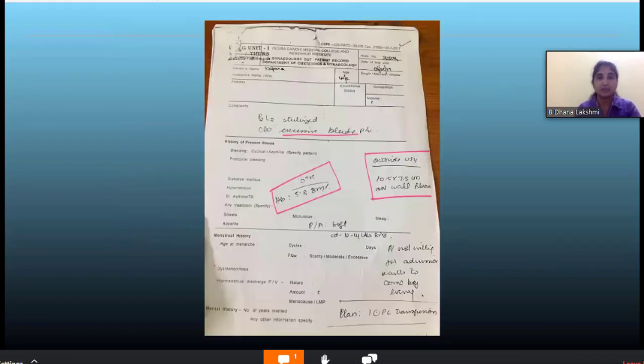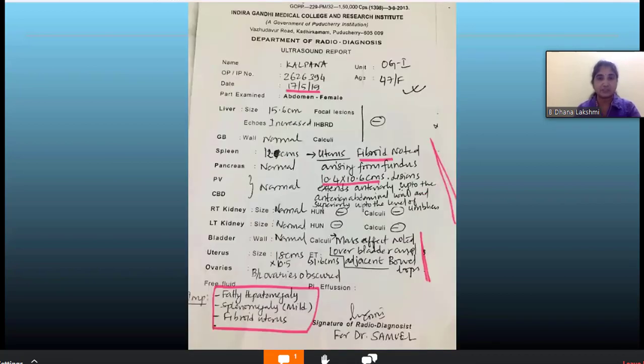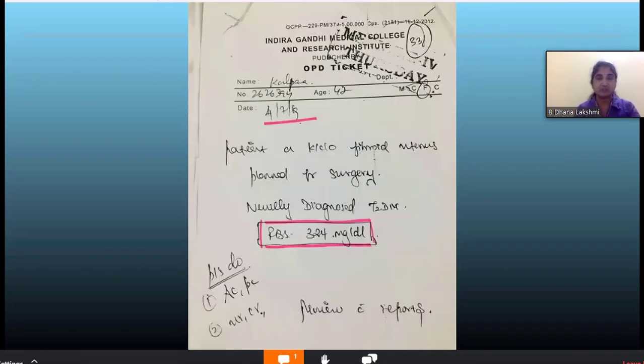She's still under follow-up. I want you all to see the slide, the uterine fibroid of 10.5 by 7.5 centimeters. It was multiple fibroids actually. Her HB was 5.8, and she had hepatosplenomegaly also. The scan done in Gandhi Medical College, the government hospital, shows multiple fibroids other than the huge fibroid seen. Her blood sugar level was 324 from the government hospital, just for proof.